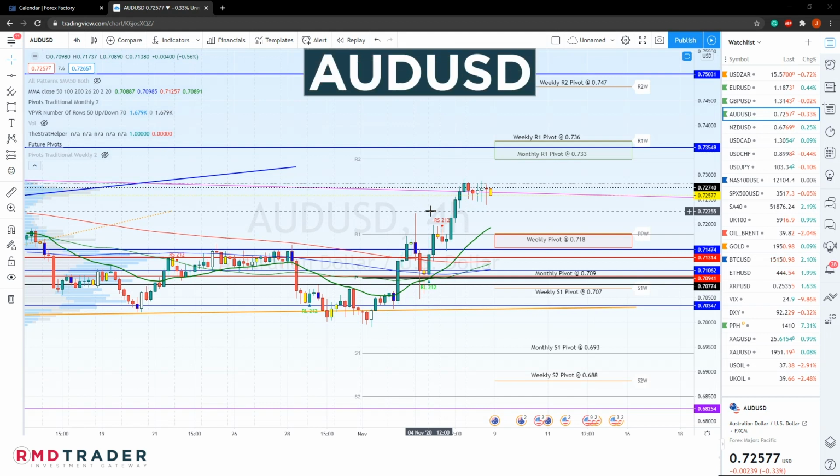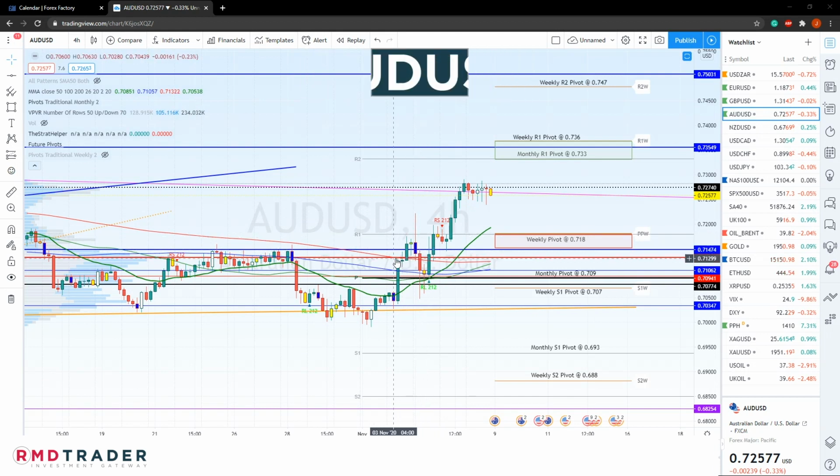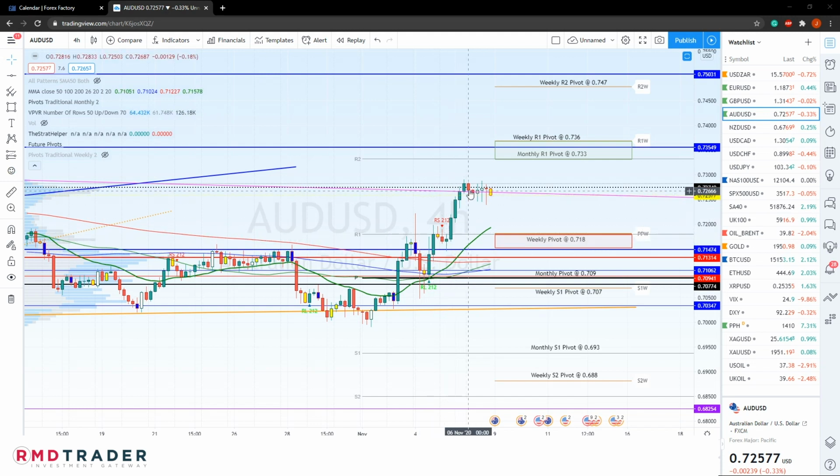Moving on now to the Australian dollar USD. Last week we mentioned the importance of keeping a close eye on this 4-hour 200 SMA, and of course also this level at 0.712, which was then an area of resistance. We can see that price managed to break above that level and also managed to get above the 4-hour 200 SMA, and that then allowed this rally to play out.